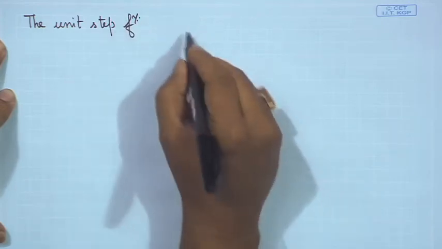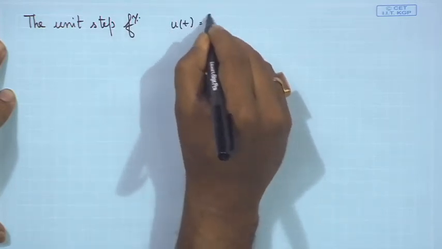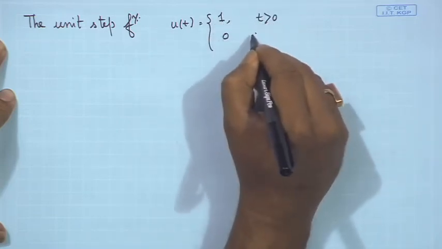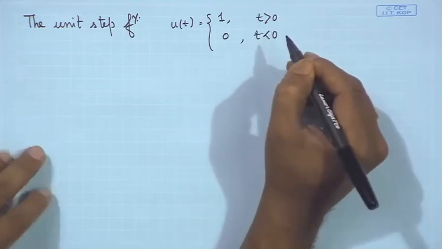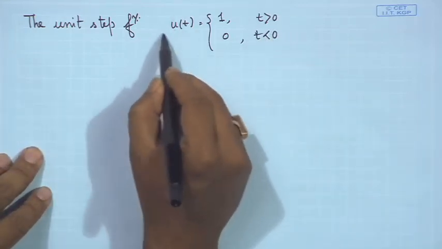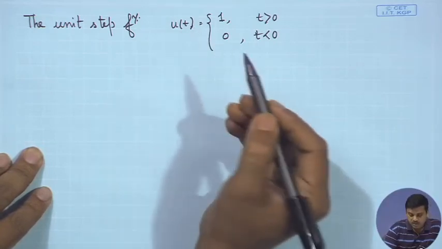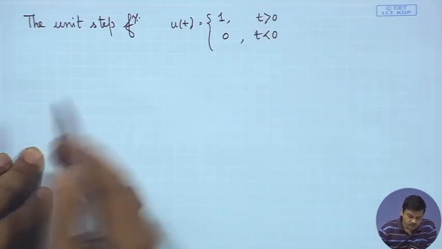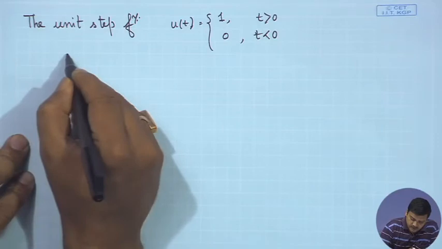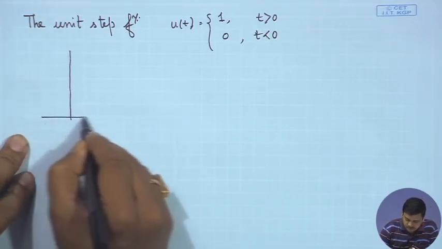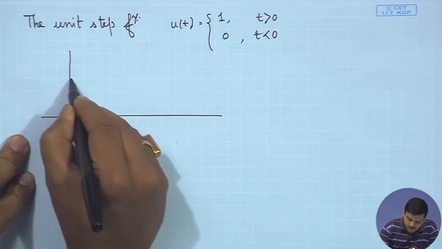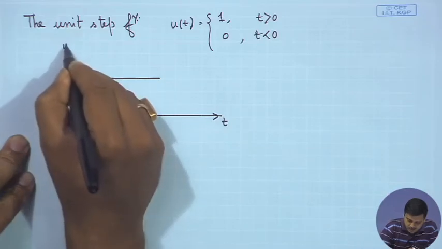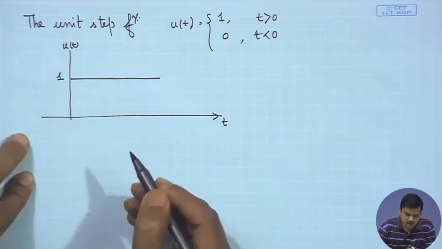I will use this notation to represent the function: u of t is equal to 1 for t greater than 0 and is equal to 0 for t less than 0. We are interested in the Fourier transform of the unit step function. Instead of directly going into it, because of the discontinuity at 0, we do it in a slightly different way. If we take a plot of the unit step function, we generally would have the plot going like this. This is t, this is u of t, this is 1.